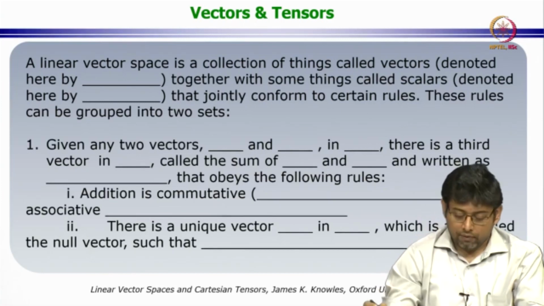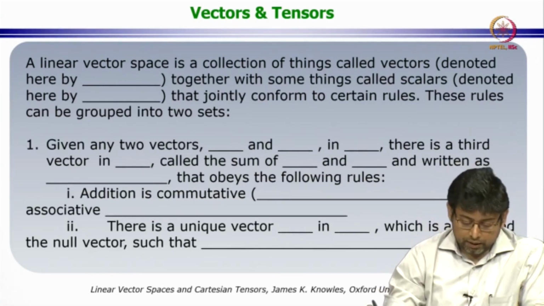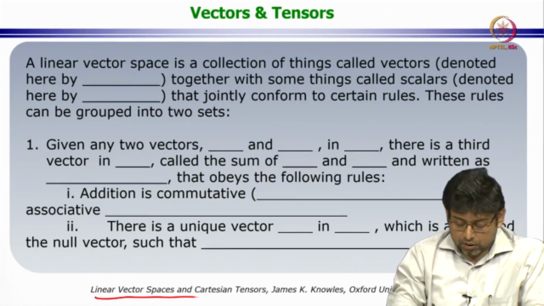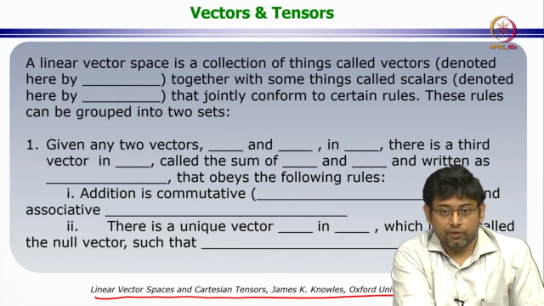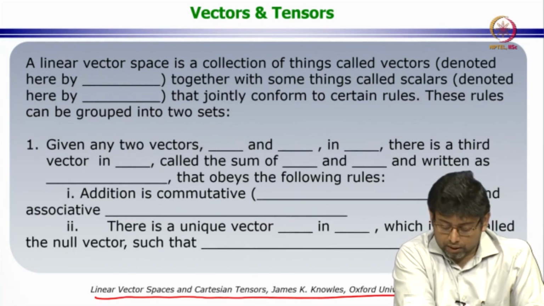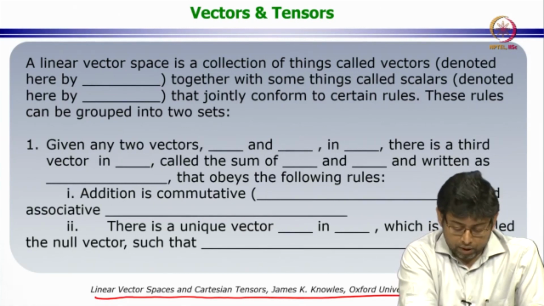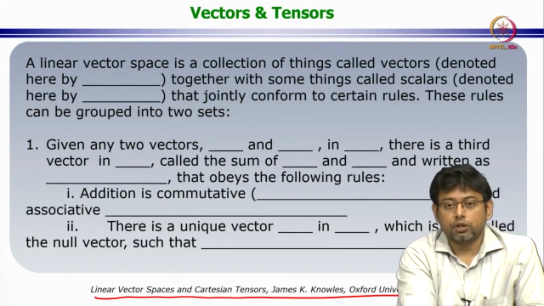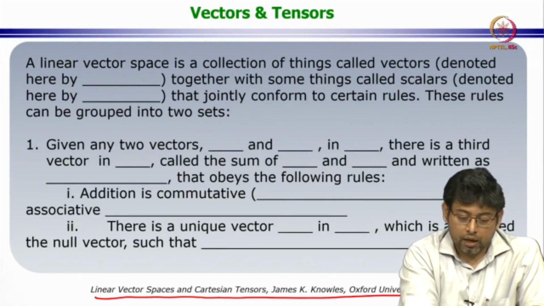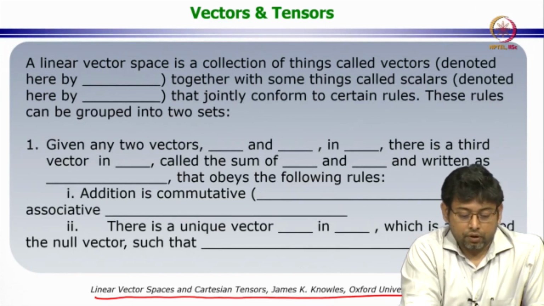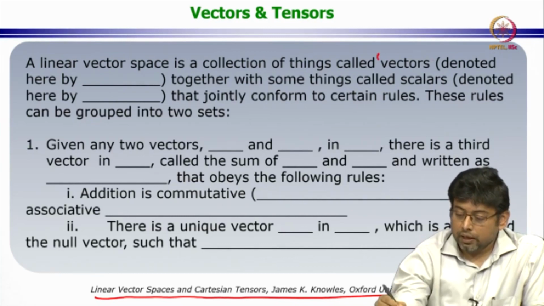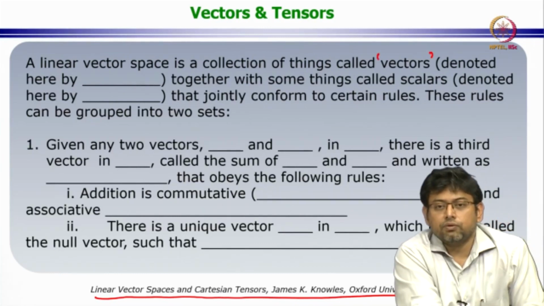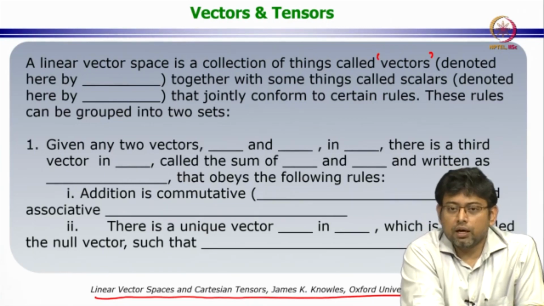So here I have a definition of a linear vector space, and I have taken this definition from this book, which is a rather excellent text. Now this is a very small and thin book. If you want to take a look at it, it goes into the details of linear vector spaces and Cartesian tensors. I am just going to pick out some of the essentials from there. So, and I have taken this definition again from the book, we say that a linear vector space is a collection of things called vectors. Okay. So here we are not defining what a vector is, we are just saying, let us assume there is something called a vector.